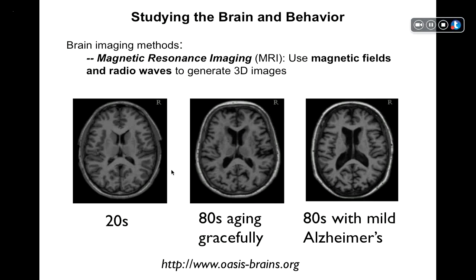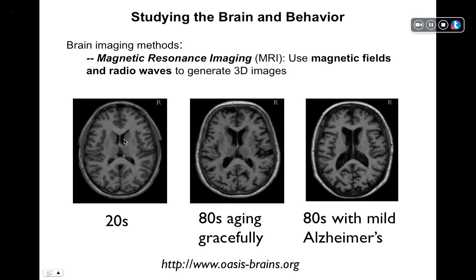Another static or 3D imagery method is the MRI, or magnetic resonance imaging. The major difference between an MRI and a CAT scan is that the MRI uses magnetic fields and radio waves to generate the images, as opposed to the X-rays used in the CAT scan. So what you're looking at here are images of cross-sections of a brain of somebody in their 20s, 80s aging gracefully, and then 80s with mild Alzheimer's. So the MRI gives you those nice 3-dimensional images that you can evaluate for structural abnormalities and so forth.